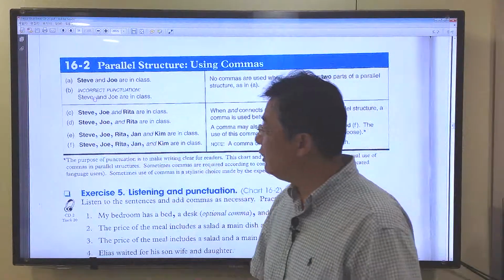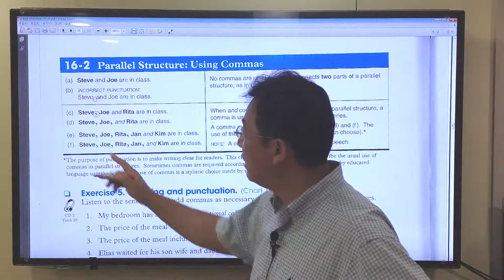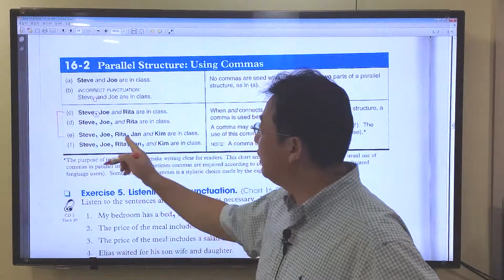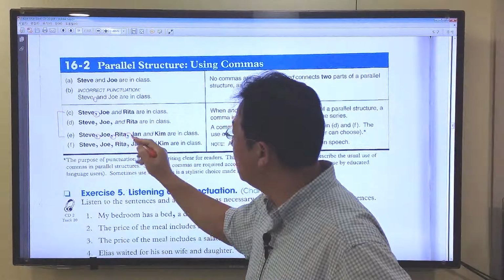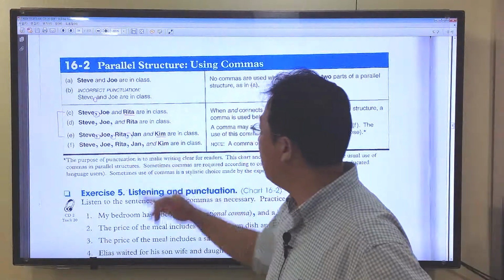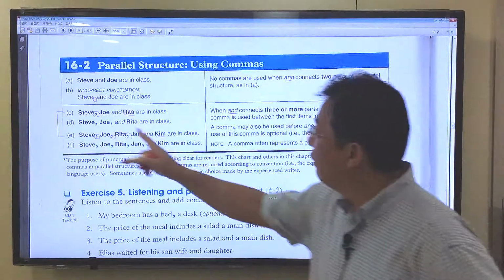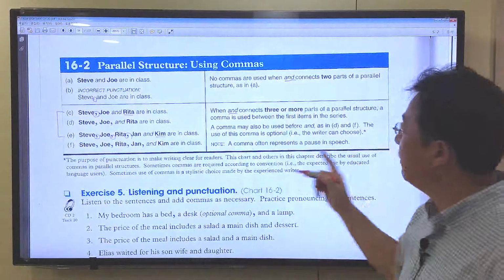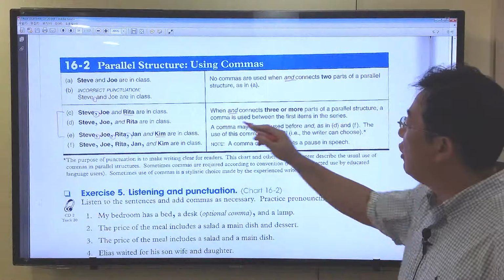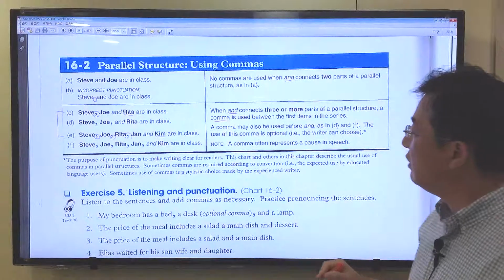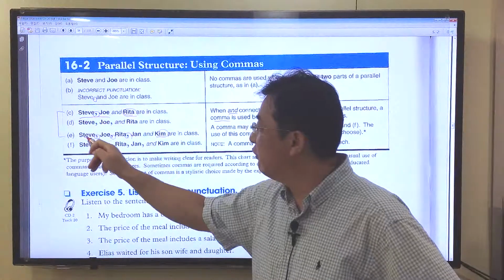Next, let's look below. Steve, Joe, and Rita are in class. When there are two or more, we put commas after the first and second, right? Now let's compare C and E. Steve, Joe, Rita, Jen, and Kim are in class. We used commas except for the last one. So when the coordinating conjunction and connects three or more, there is like 1, 2, 3, 4, 5 parts of a parallel structure, a comma is used between the first items in the series. What do the first items in the series mean? Everything except the very last one.